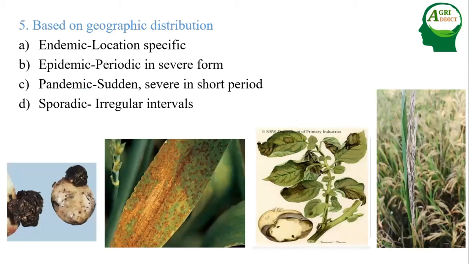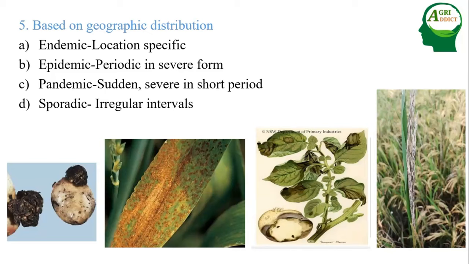Sometimes you can classify on geographic distribution. For example, endemic diseases are the diseases which are very specific to a location. They are always appearing at a particular place. The best example is wart of potato in Darjeeling. And this is an important quarantine controlled disease. So they are trying to control it not to spread to other states. This we call an endemic disease.